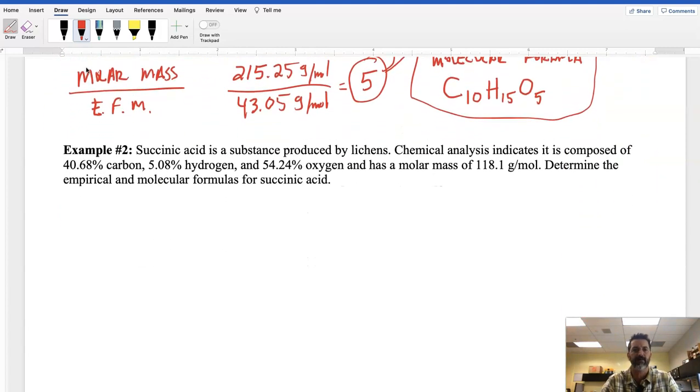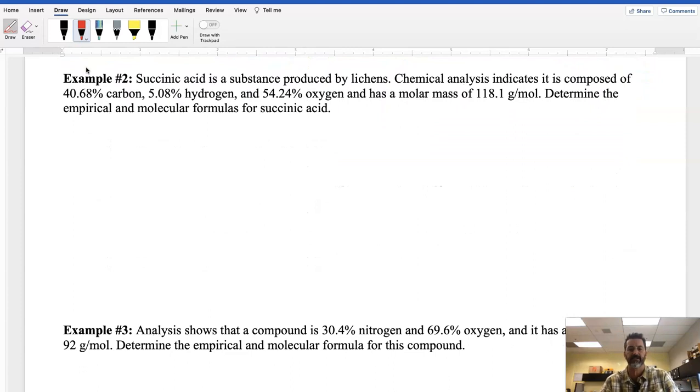Now, let's go from start to finish, because this is a more realistic type of problem where we need to find the empirical formula first, and then we find the molecular formula. So it says succinic acid is a substance produced by lichens, those little plants that grow on rocks. Chemical analysis indicates it is composed of 40.68% carbon. Now remember, I can take that percent and I can just turn it into grams.